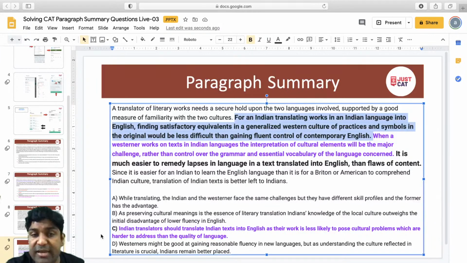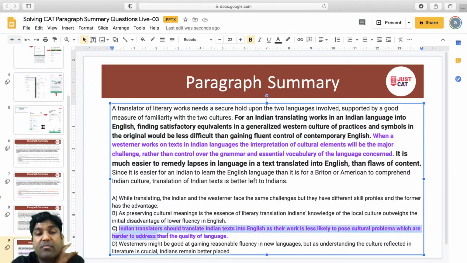Same thing they said here: the Indian translator would translate the Indian text into English as the work is less likely to pose cultural challenges, which are harder to address than the quality of language. So this is the right answer.